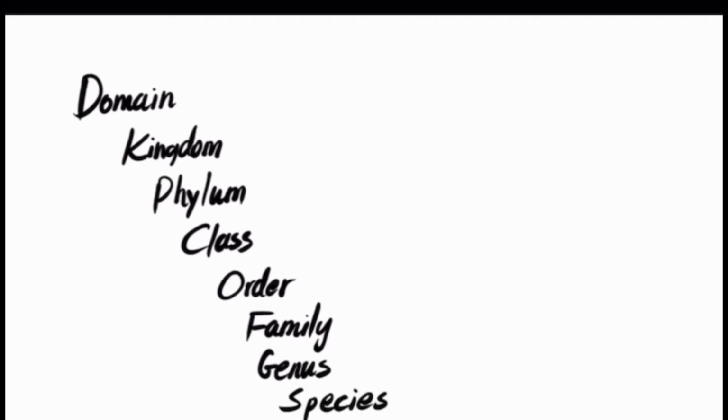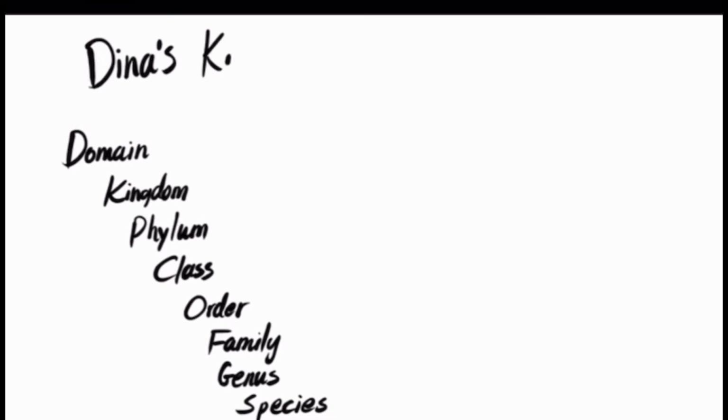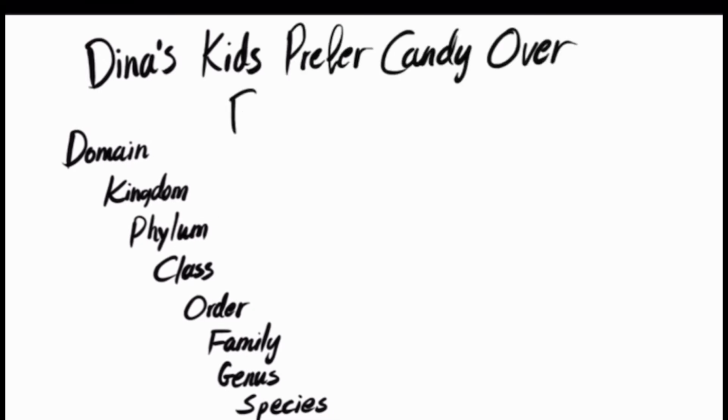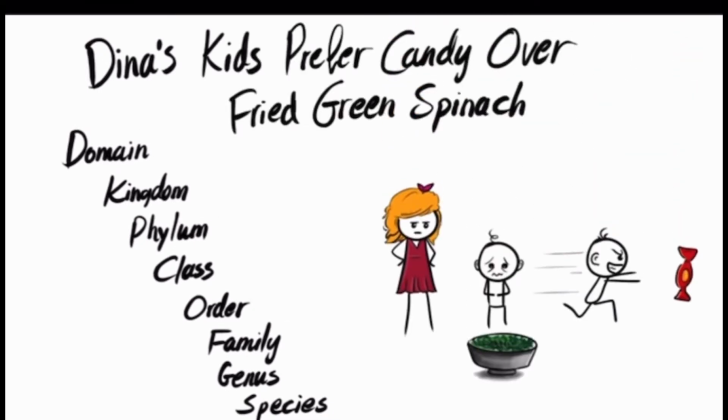You can use this mnemonic to help you remember it. Dina's kids prefer candy over fried green spinach. Spinach is pretty underrated, by the way.